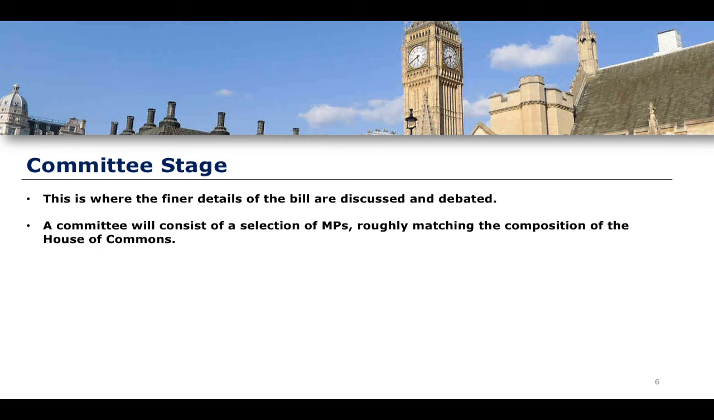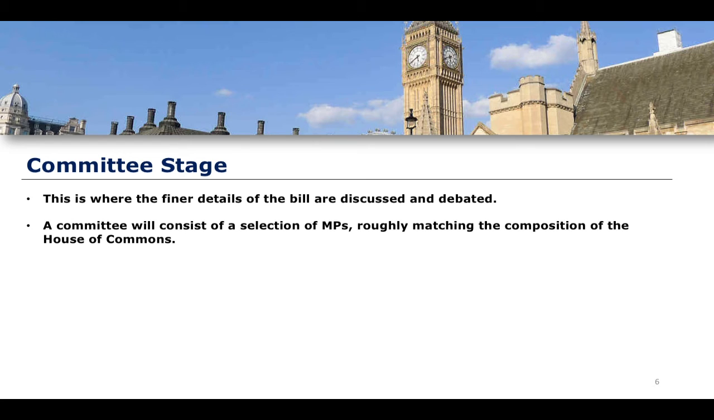The committee will consist of a selection of members of Parliament. Generally speaking, committees will represent and match the composition of the House of Commons. What does this mean? Well, essentially, it means that if you have a House of Commons that is roughly 50% government party, and then maybe 25% the major opposition, and then maybe some other percentages, the number of MPs and the percentage of MPs representing each party will be representative in the committee stage.